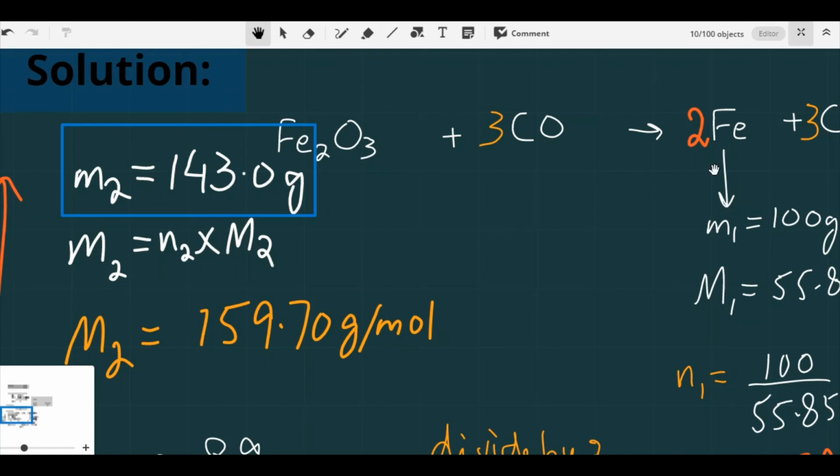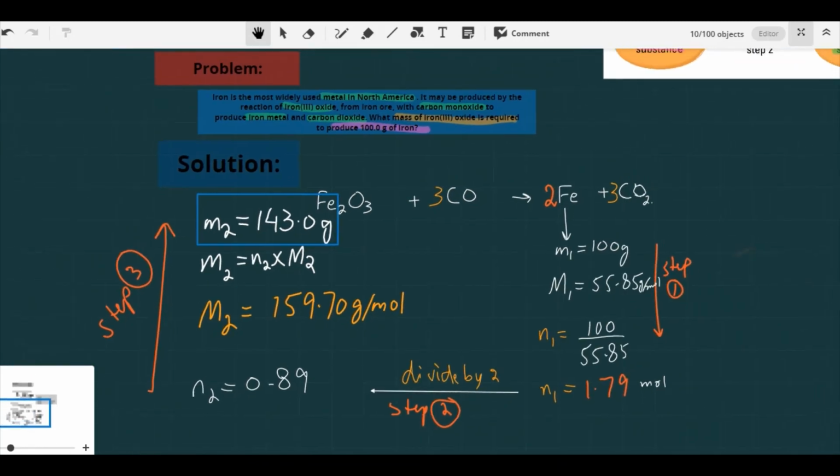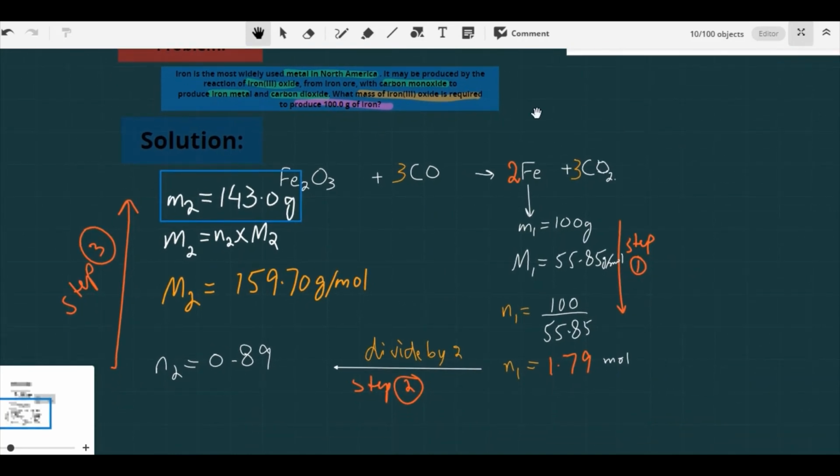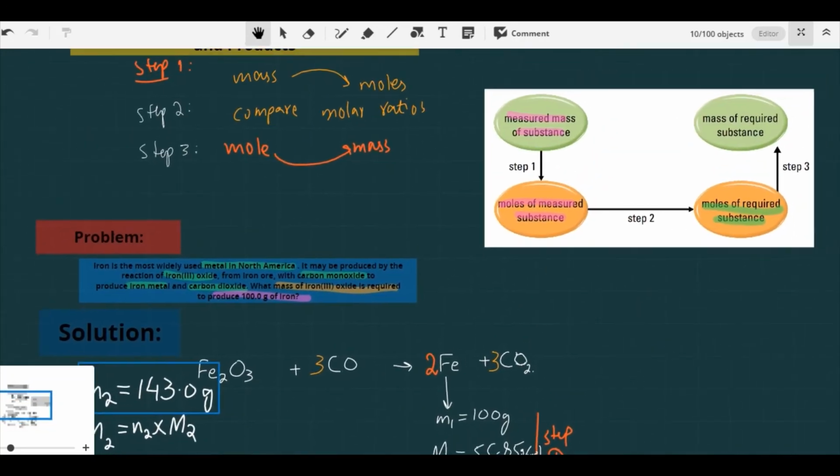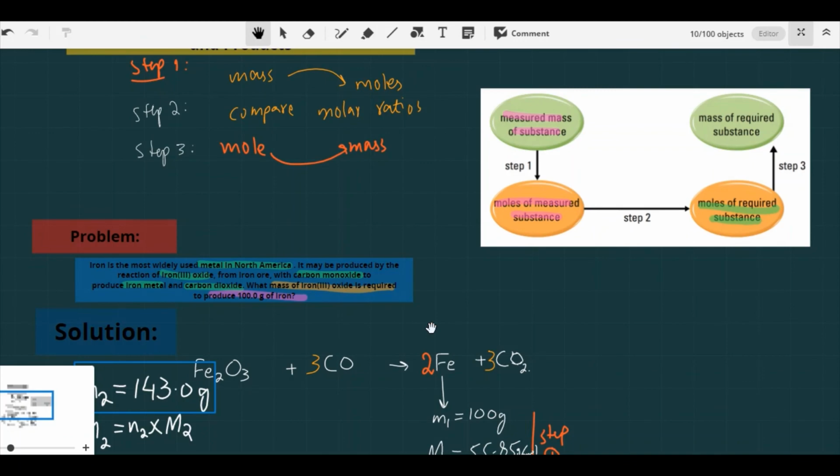So that is a short video in which you can easily find the mass of any substance, whether reactants or products, by following these 3 steps. That is the easy trick.